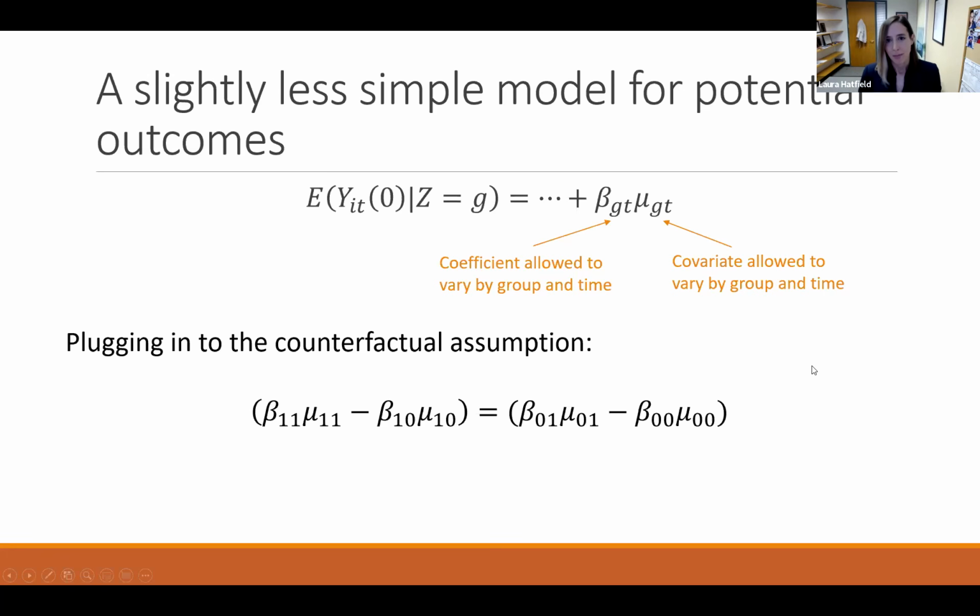So now if we do that same plug-in exercise, instead of a very tidy equation that's a couple of deltas multiplied together, we get something with a lot more subscripts on it.